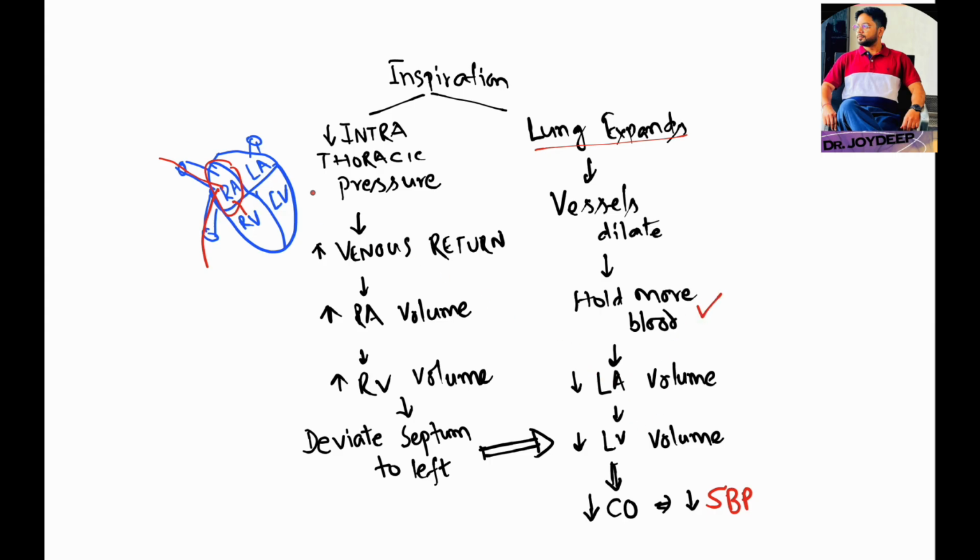As the blood from the lung going to the left atrium decreases, that leads to a decrease in the volume to the left atrium. Ultimately, there is a decrease in the volume of the left ventricle. During inspiration, there is increased volume to the right ventricle and decreased volume to the left ventricle. That results in deviation of the septum towards the left, which further decreases the left ventricular volume. Ultimately, there is a decrease in the cardiac output and that leads to a decrease in the systolic blood pressure during inspiration. The opposite thing occurs during expiration.